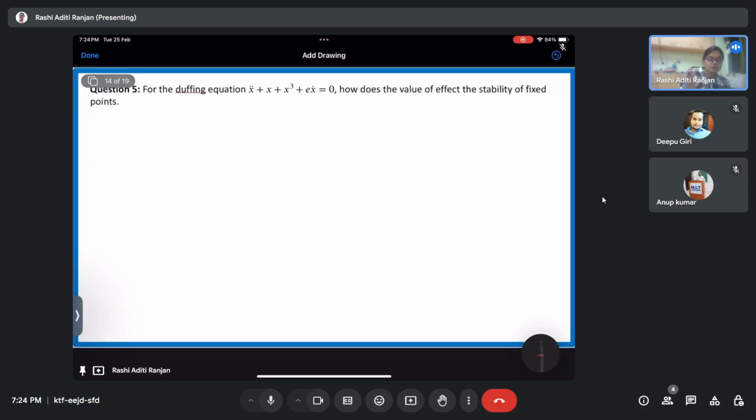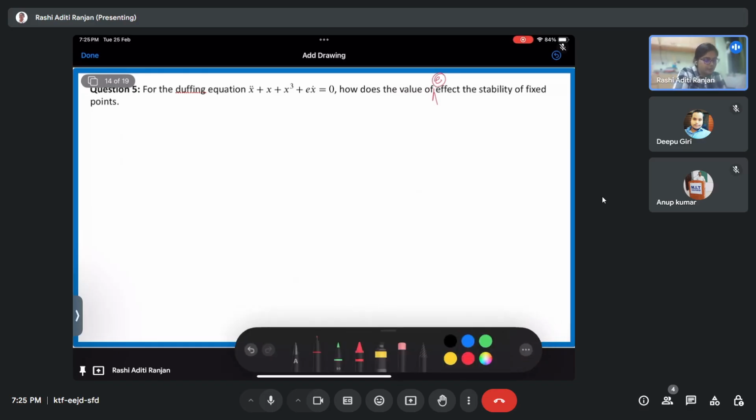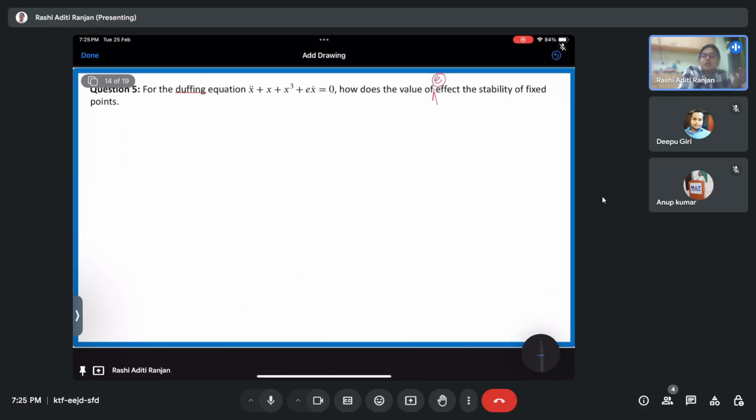Now coming on to question number 5, where we consider a Duffing equation. Okay, and now we have to talk about how the value of epsilon affects the stability of the fixed points, right? So this is essentially a Duffing equation. Till now what I have done is I have considered my system, and I applied the concept of eigenvalue, eigenvector, but that was a linear system. But this Duffing equation is a nonlinear system.